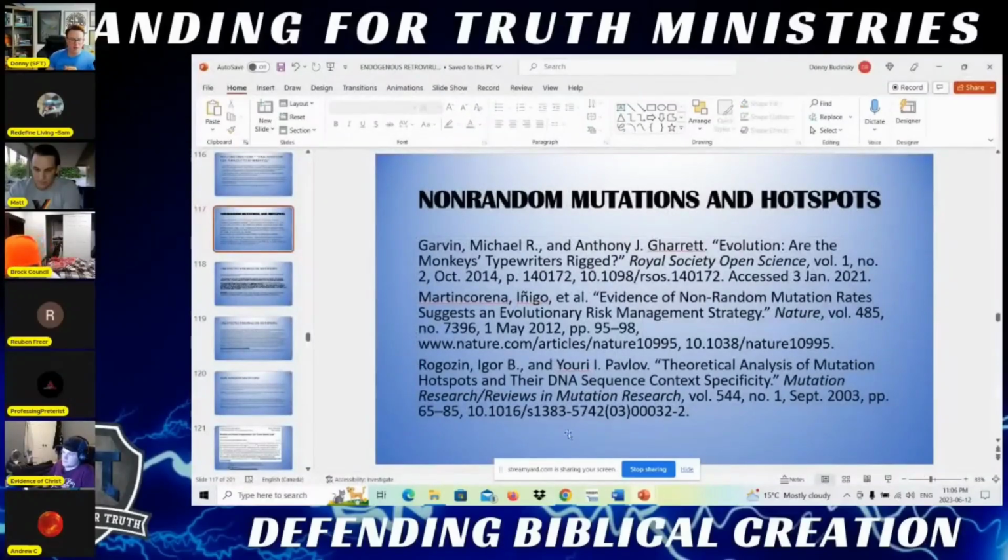Right. I've got three references here to non-random mutations and hotspots. Speak to this a little bit. I find the evolutionists might be underestimating the number of mutational hotspots that actually exist, just how non-random these mutational events are. I feel like they're underappreciating them. Speak to that a bit, Andrew.